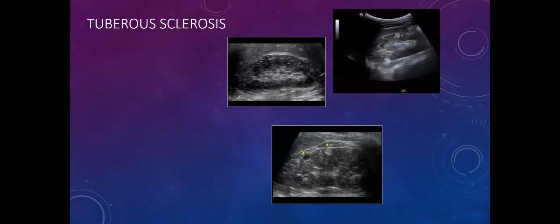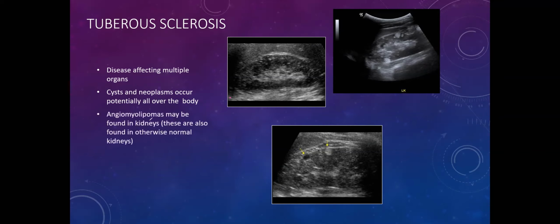Tuberous sclerosis. I think we mentioned this the other day. We didn't really get into it much. It's a disease affecting multiple organs. So you're usually mentally retarded, and I believe the mental retardation actually comes from all these sclerotic plaques on the brain affecting brain function. So there's varying amounts of mental retardation. The disease affects multiple organs, but almost everyone with tuberous sclerosis has something going on at their kidneys. So cysts and neoplasms all over the body, but angiomyolipomas in the kidneys.